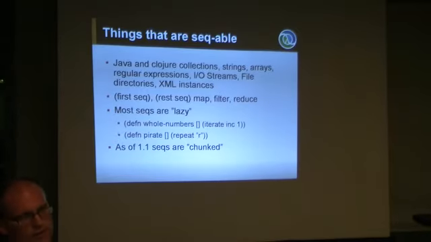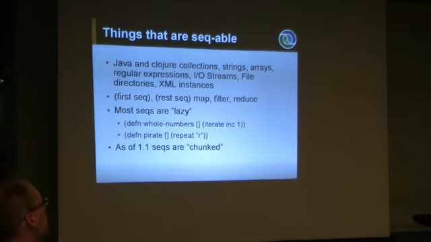So all of these different seq functions I've shown you: first and rest. There are also functions called map, filter, and reduce, which I'll demonstrate a little bit later. Most of the functions that use the seq interface are what are called lazy, which means that they do not realize the entire list at the time that they are created.